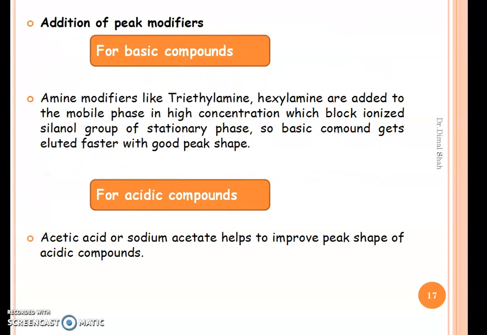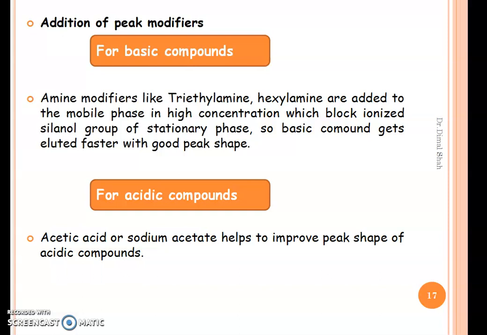Many a times we can add certain peak modifiers in a mobile phase. For basic compounds, amine modifiers like triethylamine and hexylamines are added to the mobile phase in high concentration, which blocks the ionized silanol group of the stationary phase. So the basic compound gets eluted faster with good peak shape. The basic purpose of adding a peak modifier is to improve peak shape and reduce the tailing of a drug or a compound.